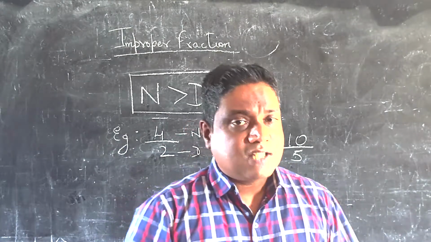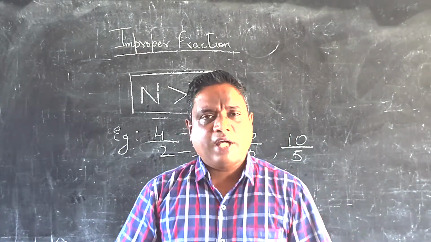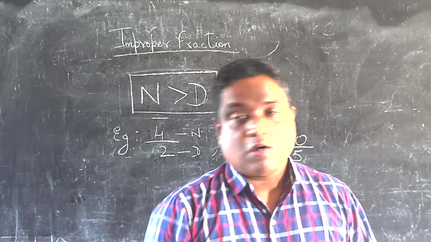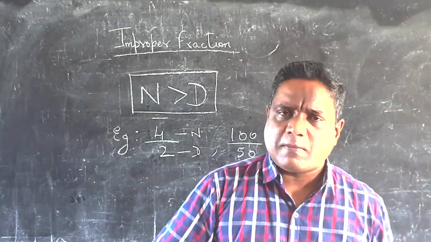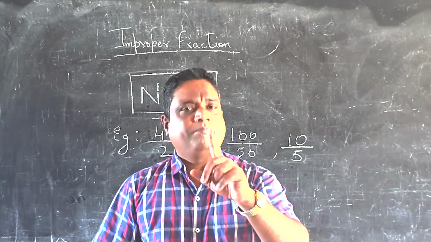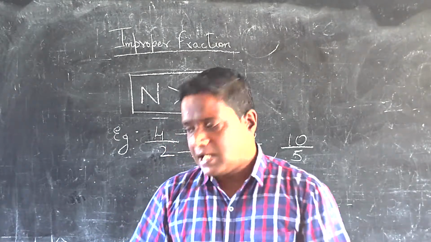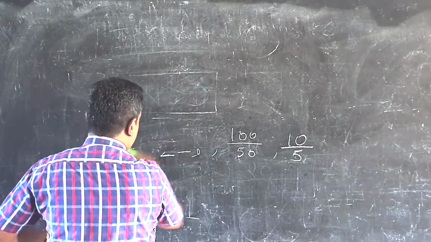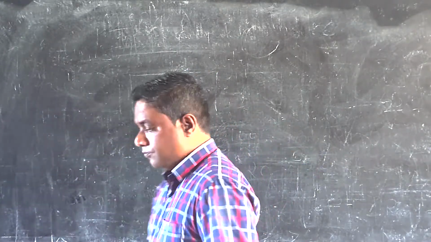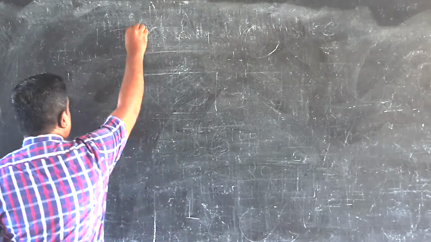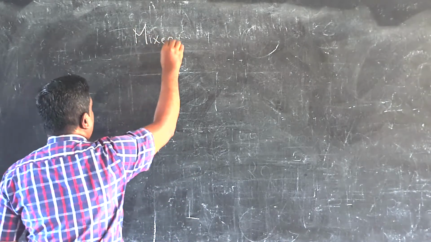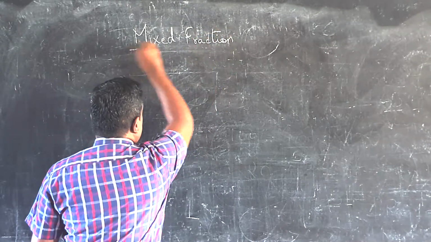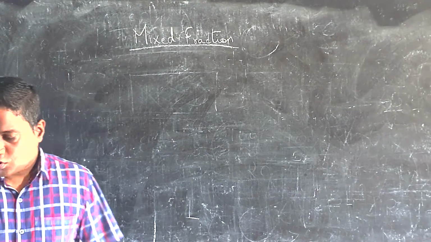And the third one is a mixed fraction. What is a mixed fraction? It is a mixture of a numerator, a denominator and a whole number. What is a whole number? A whole number is a single number. So what happens in a mixed fraction?